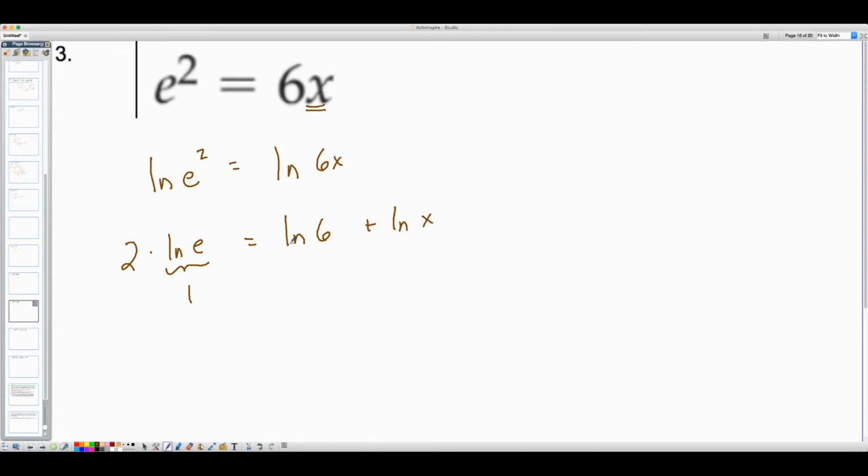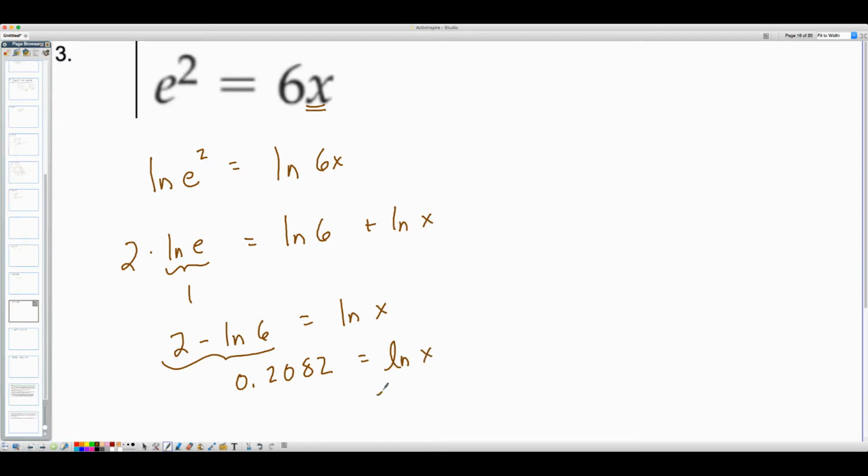And I could subtract the natural log of 6 from both sides. 2 minus the natural log of 6 is equal to the natural log of x. And this is a number. Let's calculate it. 2 minus the natural log of 6, and I'm going to get for this 0.2082, rounded to 4 decimals, is my natural log of x.